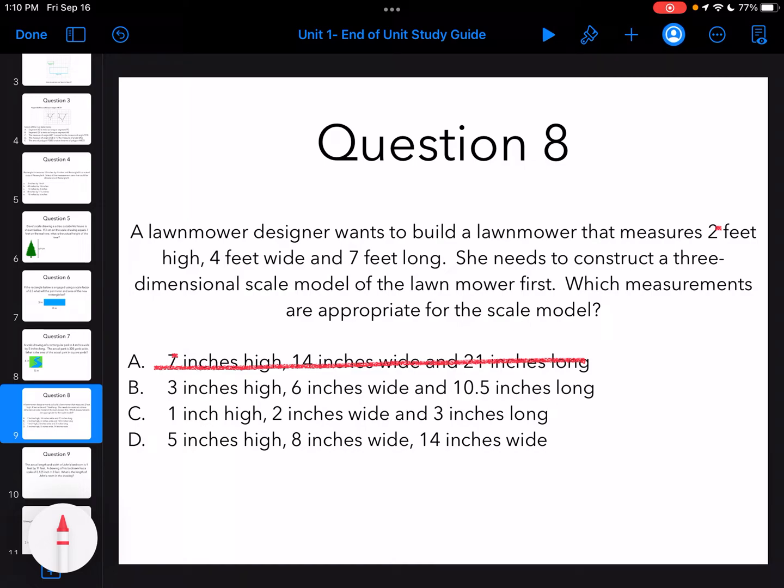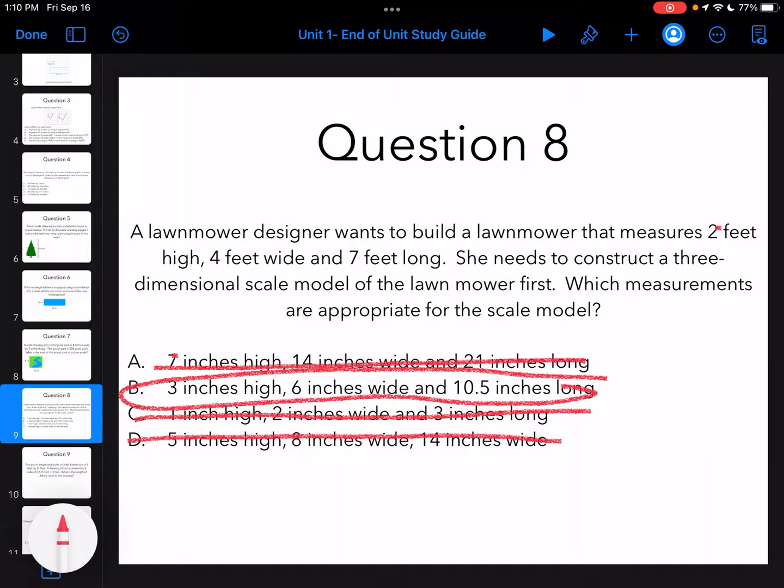2 times 1.5 gives me 3. 4 times 1.5 gives me 6. 7 times 1.5 gives me 10.5. So I'm thinking it's B. 2 divided by 2 is 1. 4 divided by 2 is 2. 7 divided by 2 is not 3. So that's out. 2 times 2.5 is 5. 4 times 2.5 is not 8. So it's definitely B.